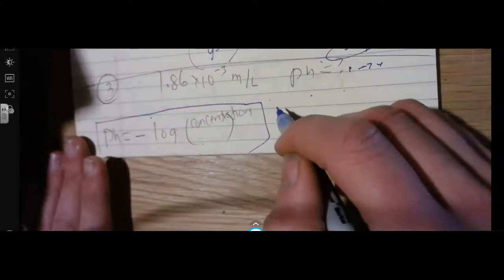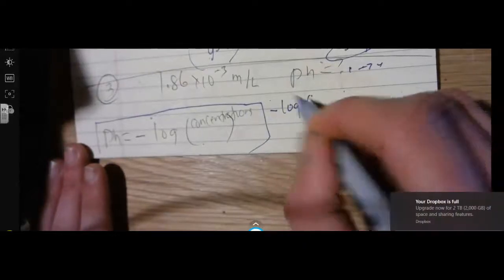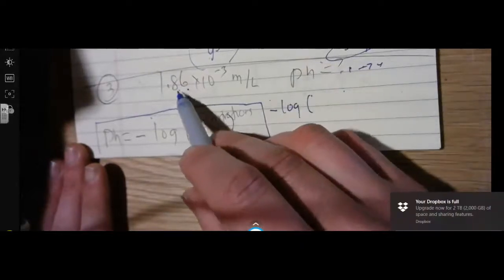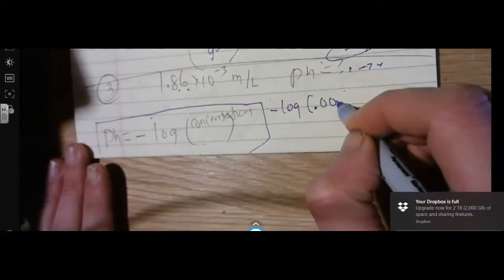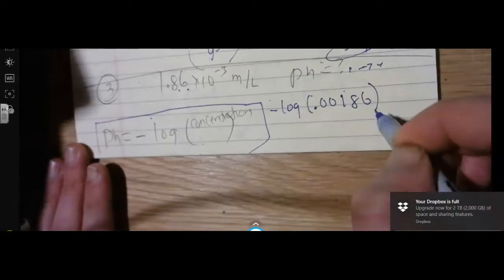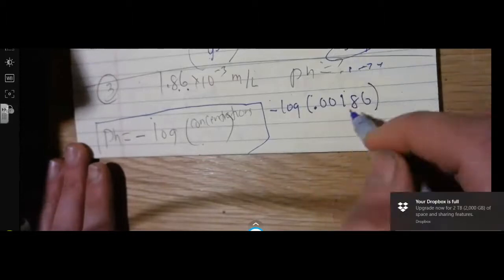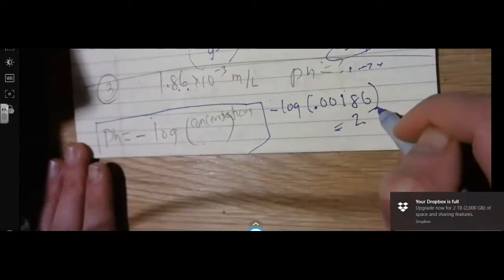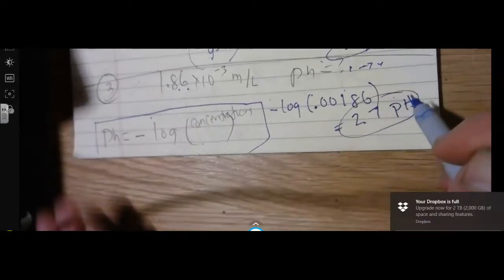So you just have to type in your calculator negative the log of, now this is scientific notation, so it's 3 zeros. So it's going to be 0.00186. So it's negative log 0.00186. Enter that into your calculator. You should get approximately 2.7. So that's the pH. All right, there you go.